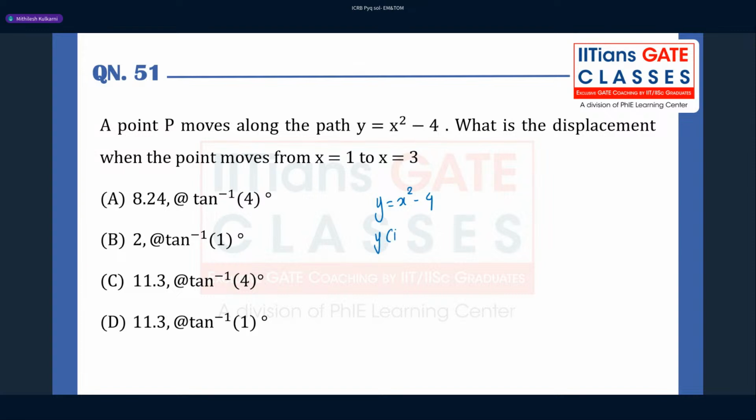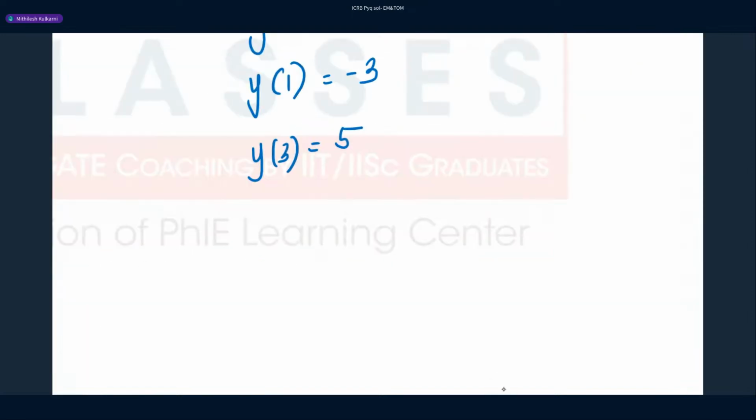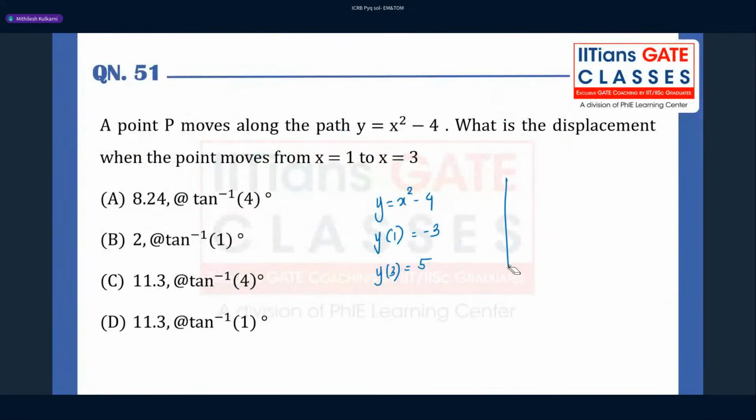So we can calculate y of 1 and y of 3. y of 1 is minus 3 and y of 3 is 5, that is 9 minus 4 is 5. So we can plot it on a graph quickly. The first point is at x is equal to 1, y is minus 3, that is 1 comma minus 3. And at x is equal to 3, y is 5, 3 comma 5.